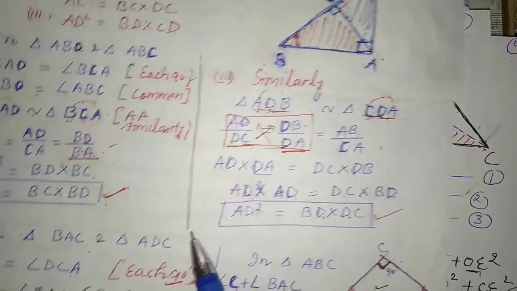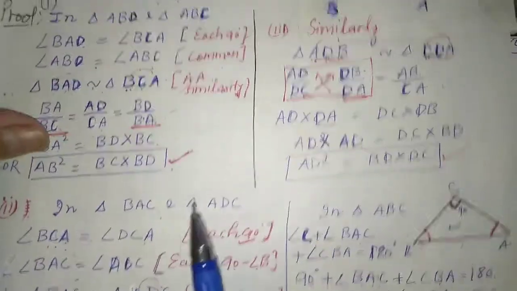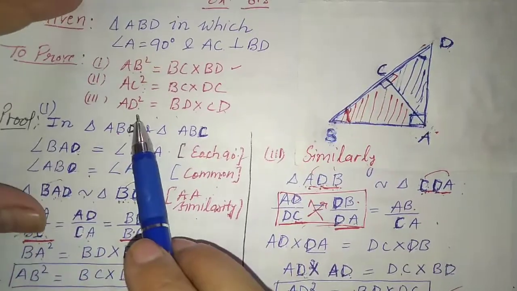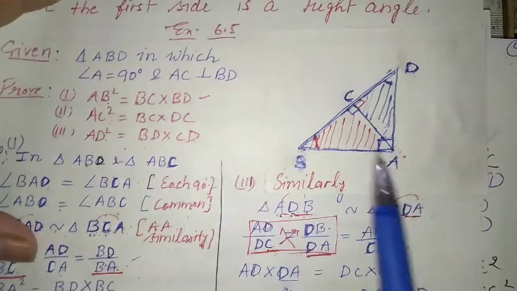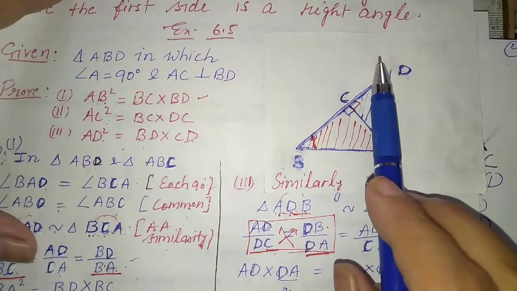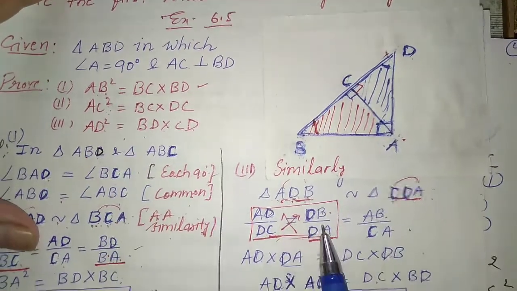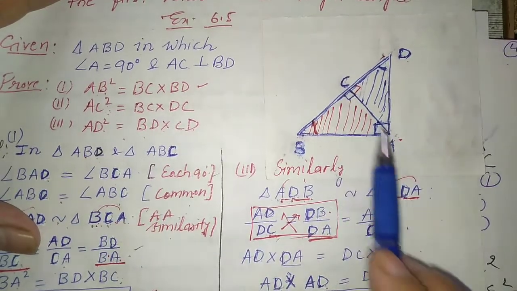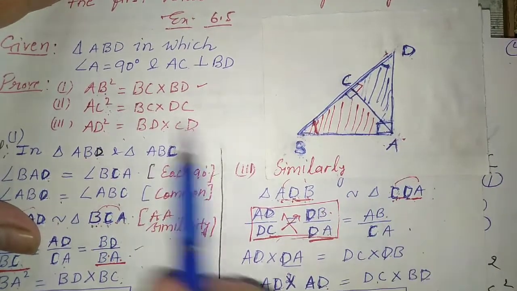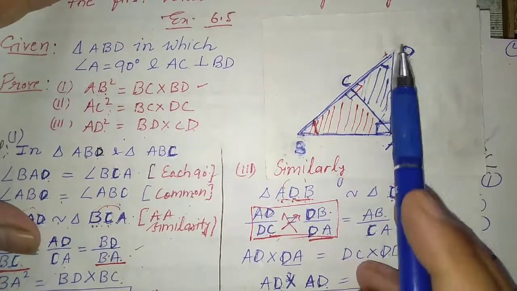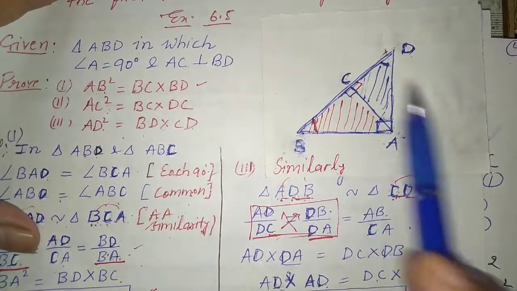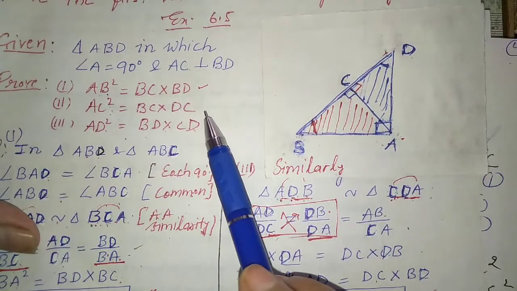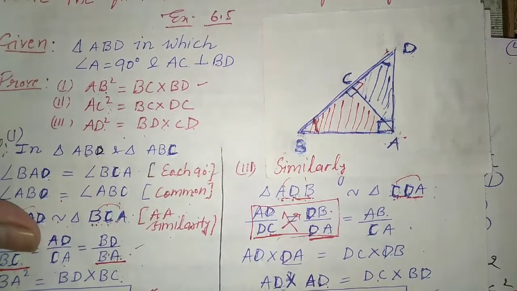Okay guys. Now the second part, AC square. In AC this is the perpendicular, the center side, and BC into CD. Like this third part, this is the second part. We can do the second question also.